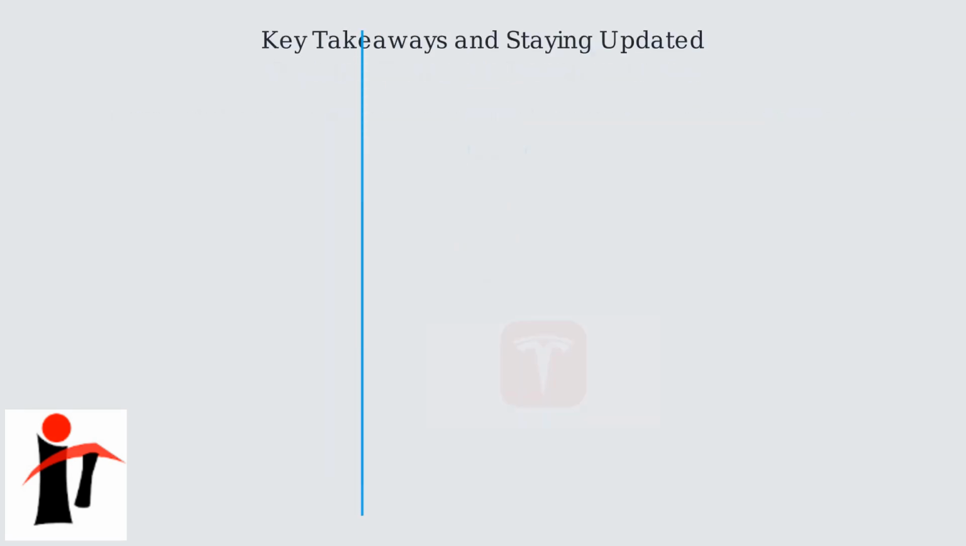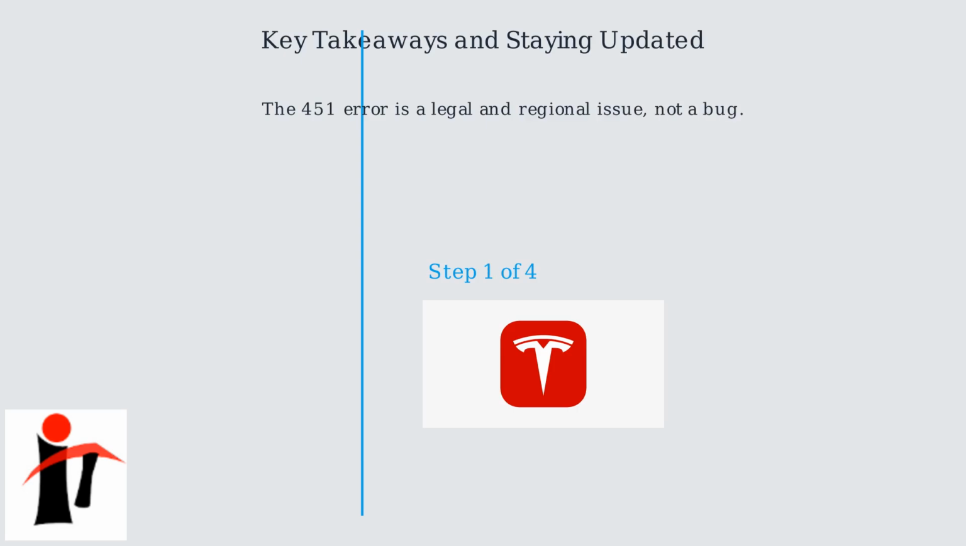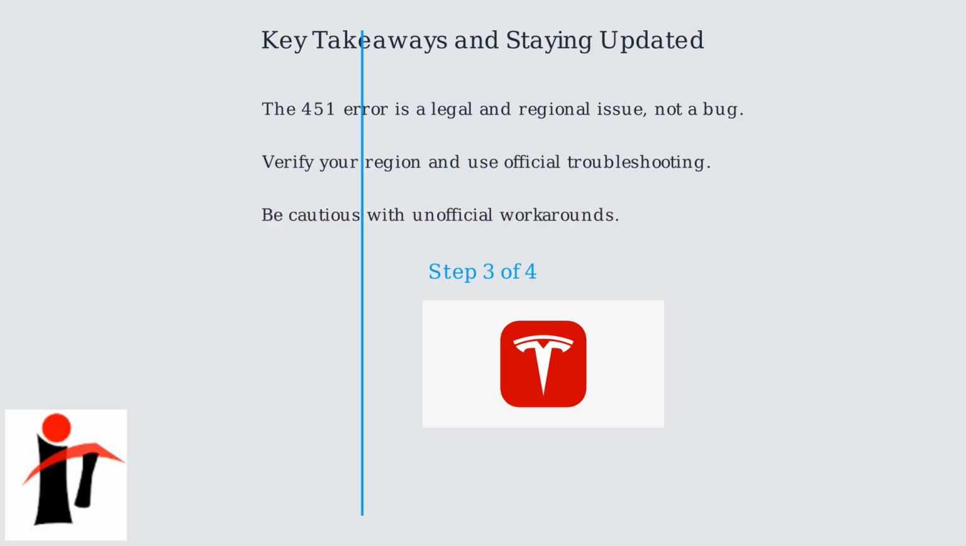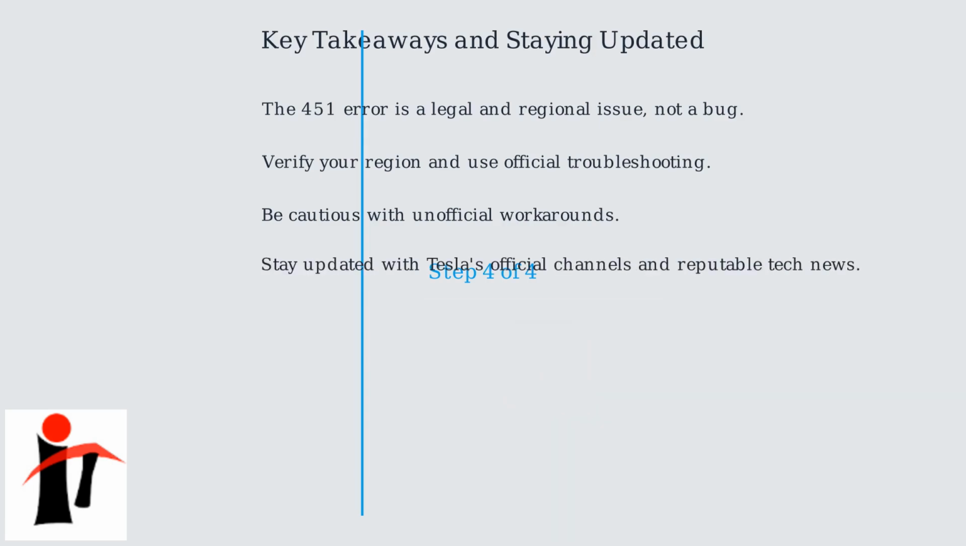The Tesla App 451 error is fundamentally a legal and regional compliance issue, not a technical bug in the software. Always start by verifying your region and using official troubleshooting methods provided by Tesla. Exercise caution when considering unofficial workarounds like VPNs or sideloading, as they may pose security risks. Keep yourself informed by following Tesla's official channels and reputable tech news sources for the latest developments on app policies and regional availability. By following these guidelines, you'll ensure a safer and more reliable experience with the Tesla app.